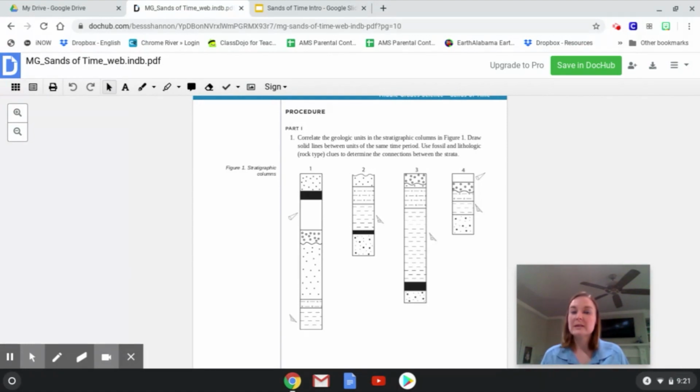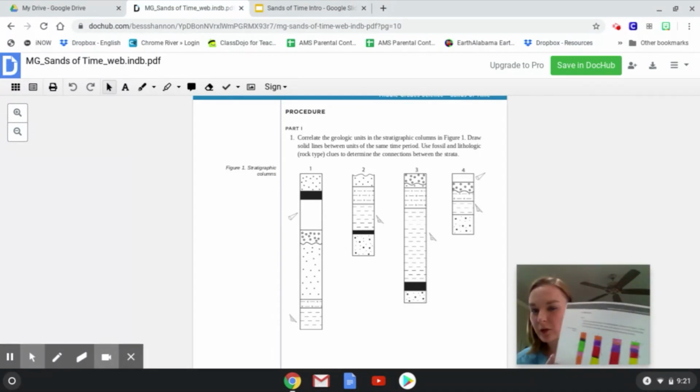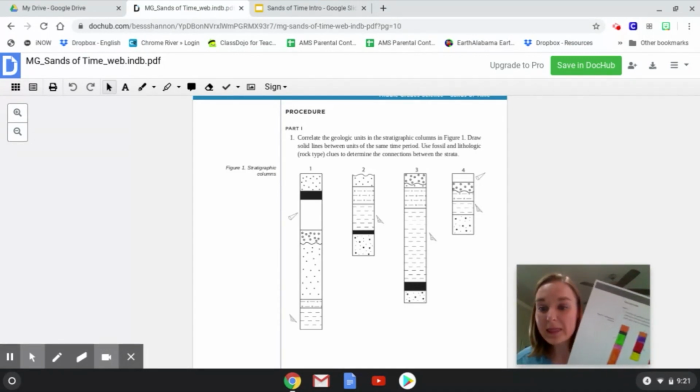So we're using information that the students already know and building on it. Now, the directions say to draw lines between the rock layers that are similar. I've noticed in doing this with my students that that can be a little bit difficult to read once it's done. So instead, what I do is I have my students use colored pencils or crayons or markers, and they're going to color the layers that they see that are similar.